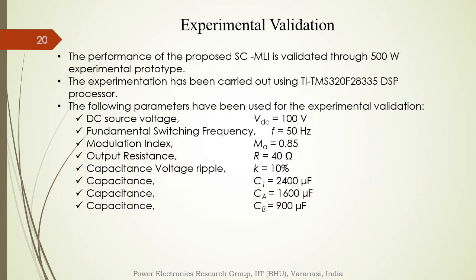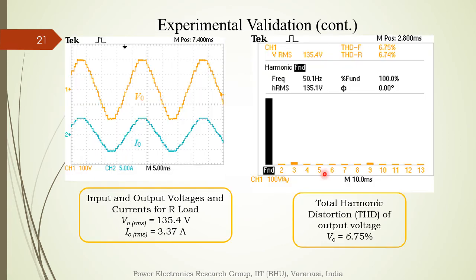Then the experimental validation is as follows. A 500 watt prototype is developed, and the experimentation has been carried out using a DSP processor. The input DC voltage is taken as 100 volt, the fundamental switching frequency is 50 Hz, the modulation index is 0.8, and the capacitance ripple is taken as 10%. The 3 capacitance values are calculated using the formulas given in the previous slides. These are the experimental validation.